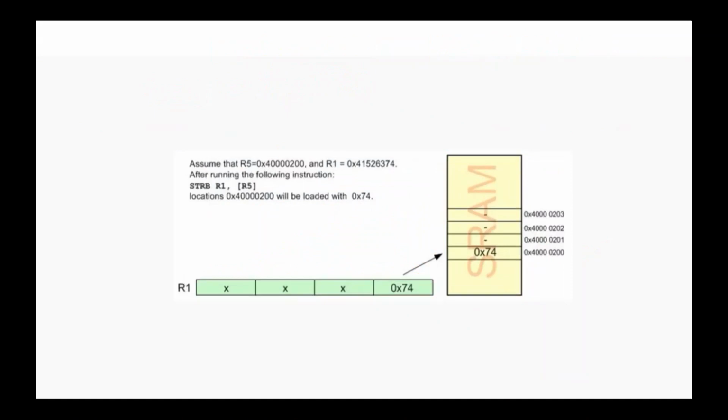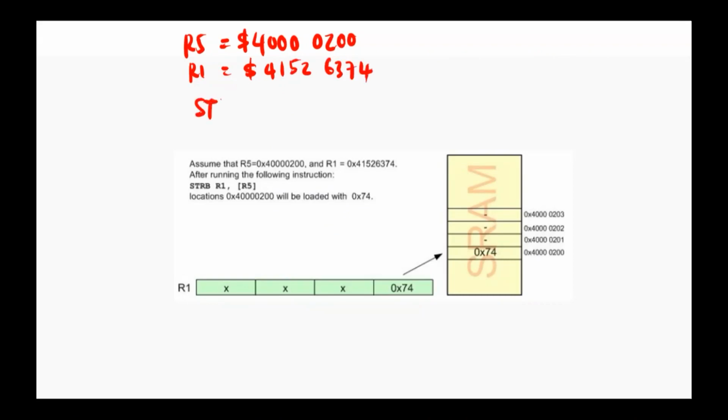Okay, next we have the STRB. Let's look at the STRB. So what does STRB do? Assume that R5 value is the same address, 4200. And then your R1 is 41526374. And this is the instruction that you're going to do: STRB R1, R5.